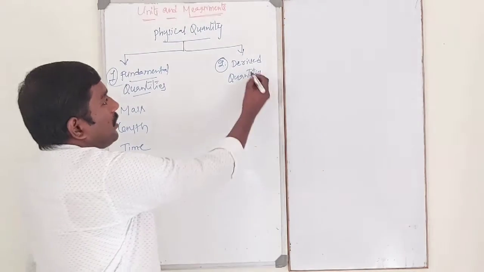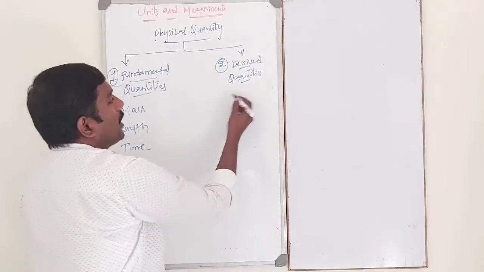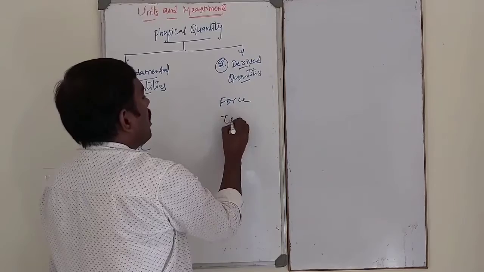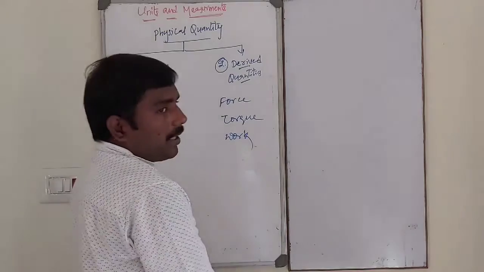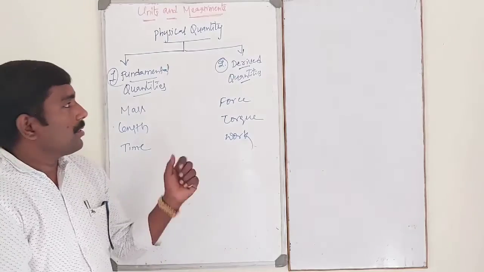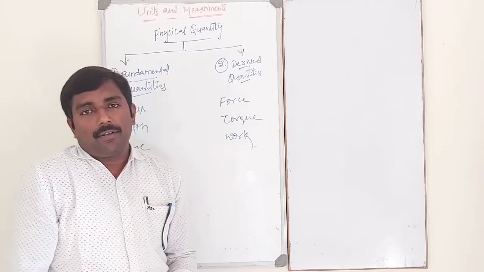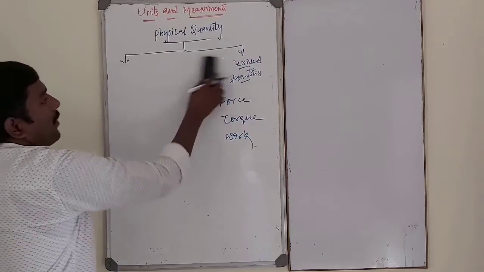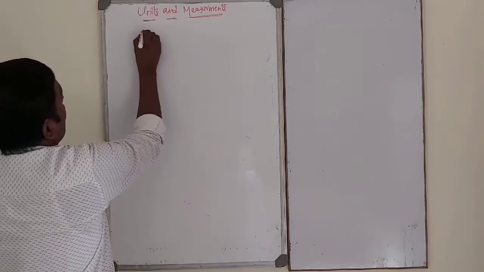Derived quantities. The quantities which are derived from fundamental quantities are called derived quantities. Examples for derived quantities: force, torque, work, etc. Generally, how many fundamental quantities are there? Seven. These seven fundamental quantities are very important.